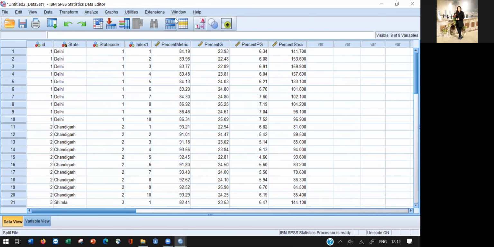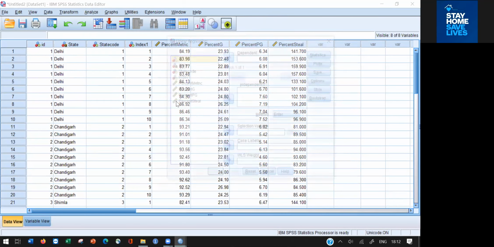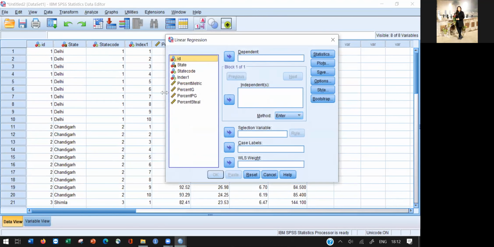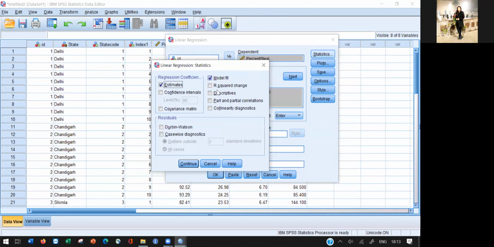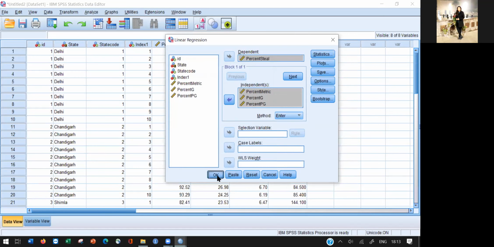Now first, let's perform the pooled regression where I do not consider any time effect. So I'll go to Analyze, Regression, Linear. So my dependent variable over here is percentage steal. My independent variables are metric, graduate, and postgraduate. The statistics which I need: estimates, model fit, Durbin-Watson, continue. No options that I need to change, continue, and okay.